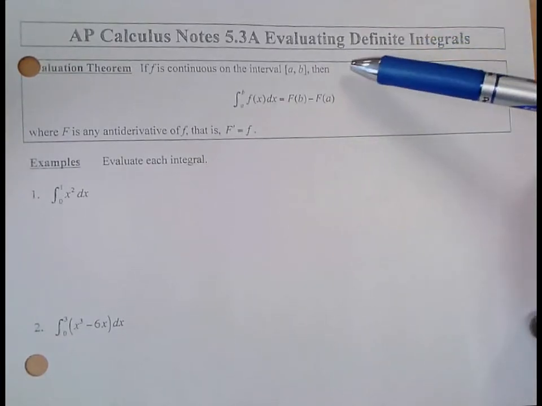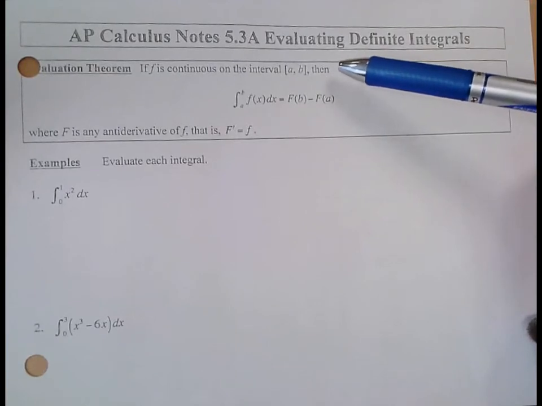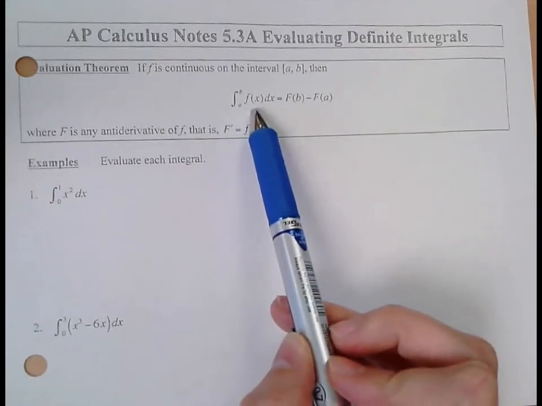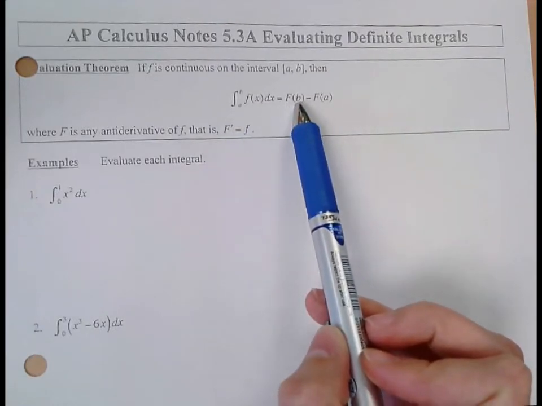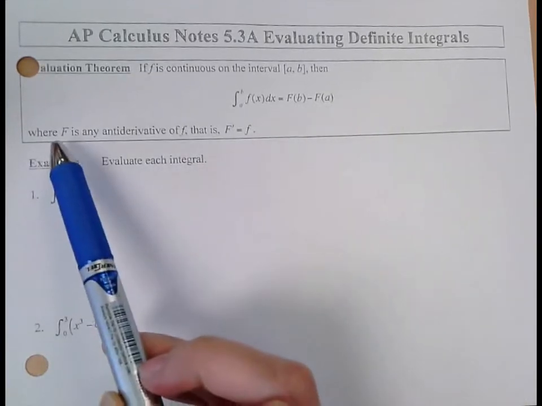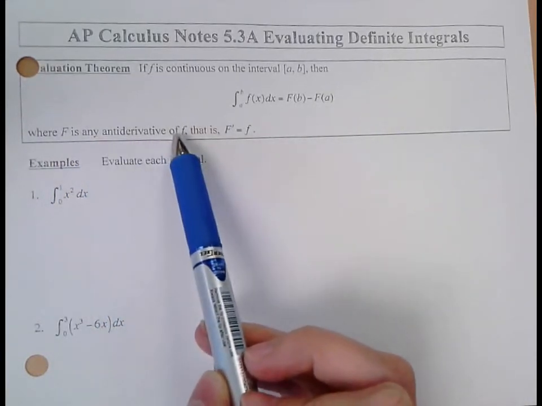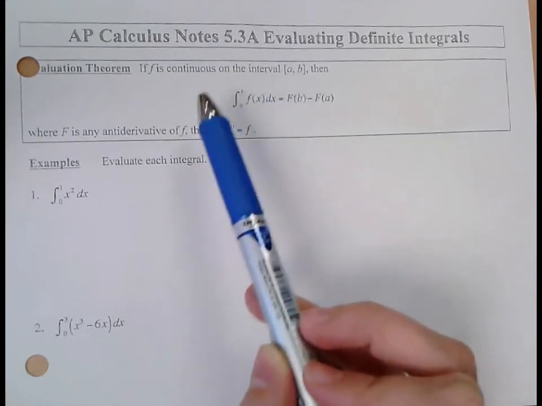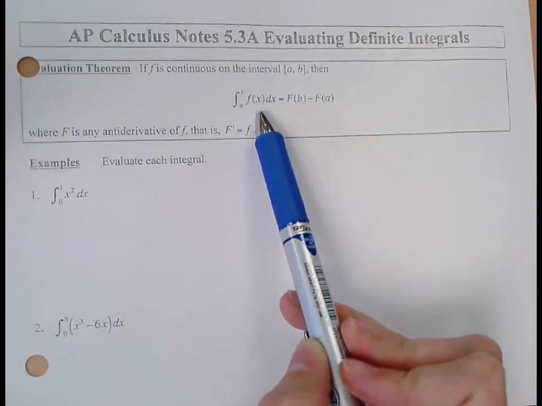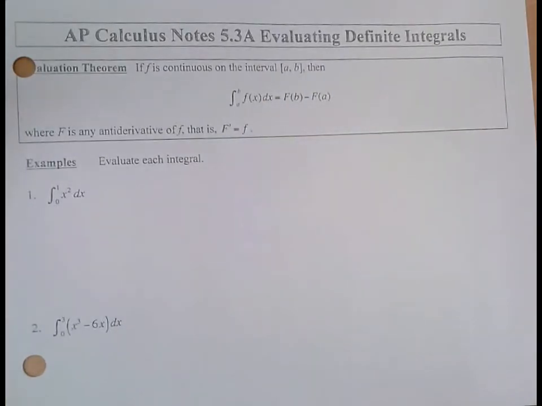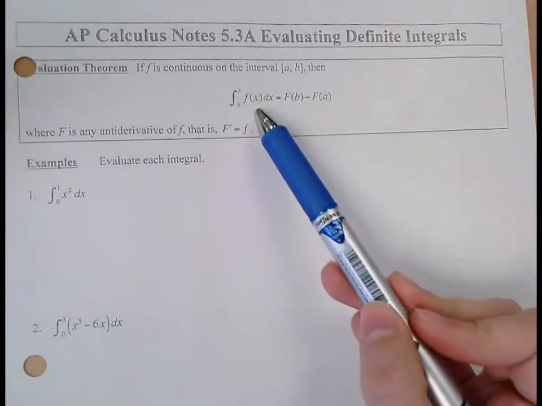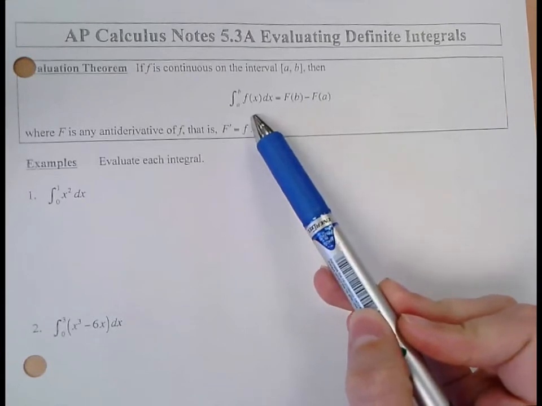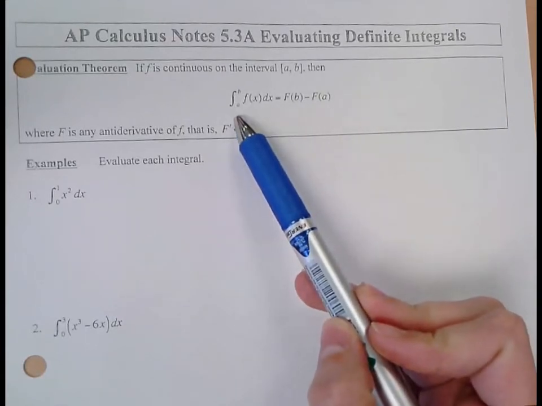But the evaluation theorem says that if f, a function, is continuous on a closed interval from a to b, then the integral from a to b of f of x dx equals capital F of b minus capital F of a, where capital F is any antiderivative of f, so that is capital F prime would equal f. So therefore, what this says is if you have an integral, the way to evaluate an integral is to find the antiderivative of the expression or of the function, and then evaluate the antiderivative on the interval that you're given.